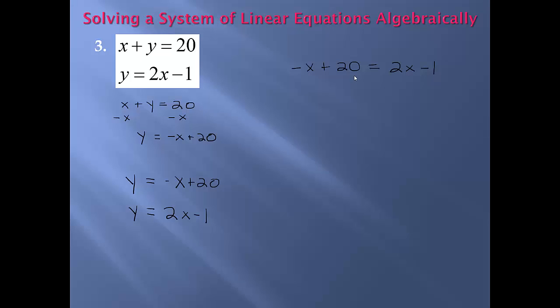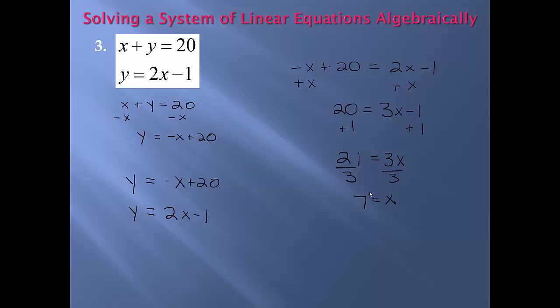So negative x plus 20 equals 2x minus 1. So we could go ahead and add x to each side. Then we would get that 20 equals 3x minus 1. Now we could add 1 to each side. Then we would have that 21 equals 3x. Last, we can divide by 3, and that tells us that x equals 7.